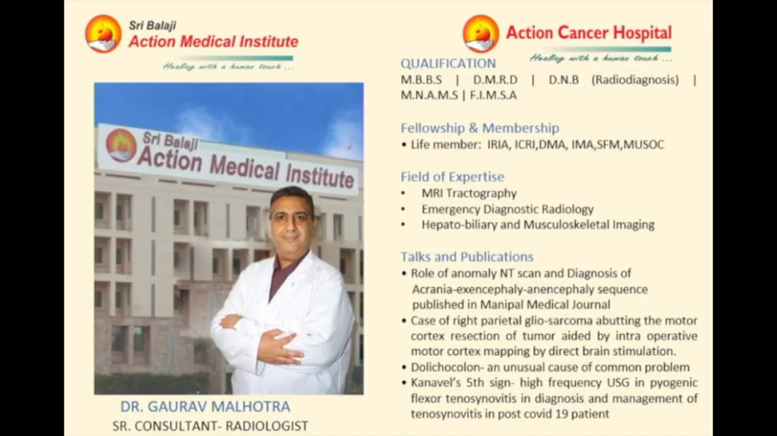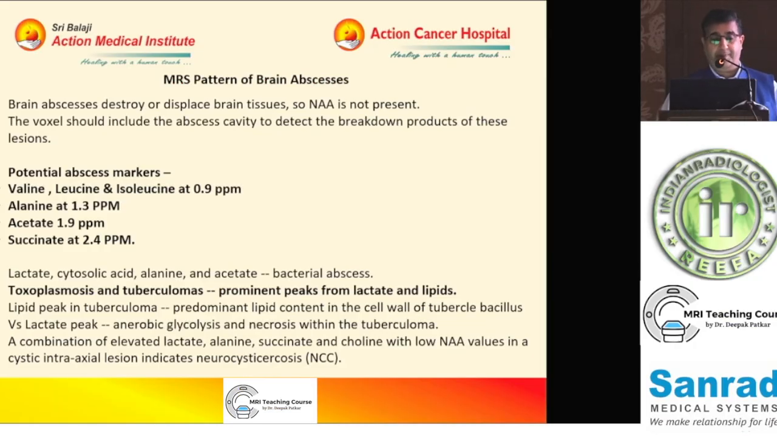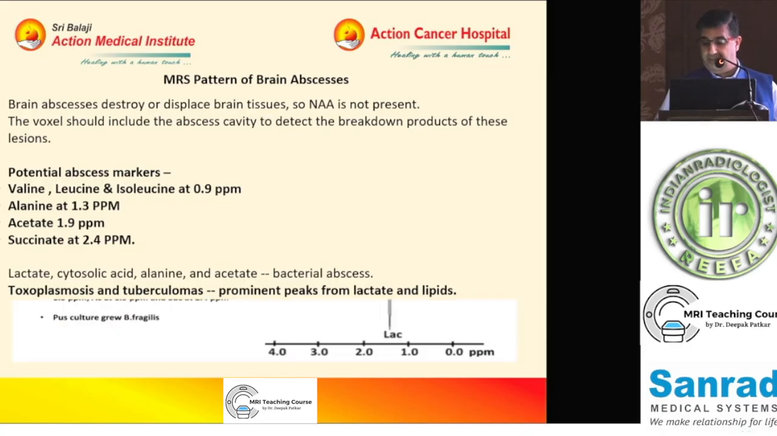Now, MRS pattern of brain abscesses. Brain abscesses destroy or displace the brain tissue, so NAA is not present. Now, what are the potential abscess markers? As I told you, valine, leucine, isoleucine at 0.9 ppm, alanine at 1.3 ppm, acetate at 1.9 and succinate at 2.4. Toxoplasmosis and tuberculomas, they give prominent peaks from lactates and lipids.